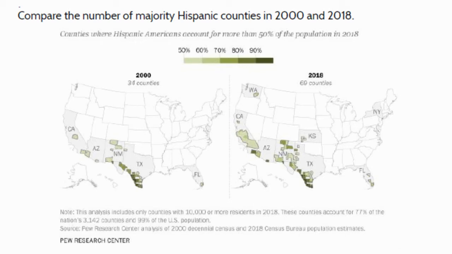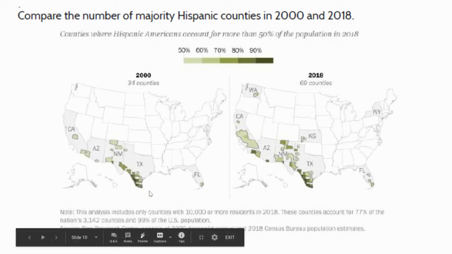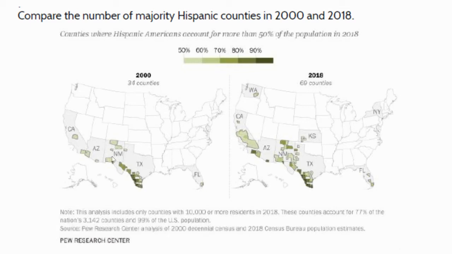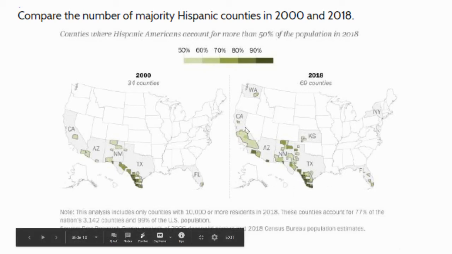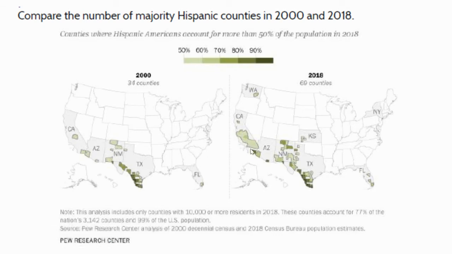And then you do the same thing, right? So in 2000, most of the counties with the majority of Hispanic Americans were located literally right at the borders. And you could even be specific and say in Texas, New Mexico, Arizona, and California. Whereas in 2018, you see a huge influx of almost all those counties, particularly in California, but you also see movement not just along the borders, but bigger populations of Hispanic Americans in Washington and New York, and even more so in Florida, and all the way up to Kansas.